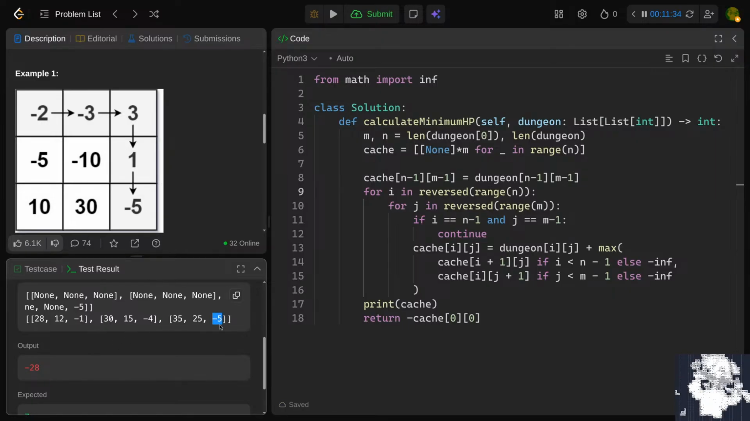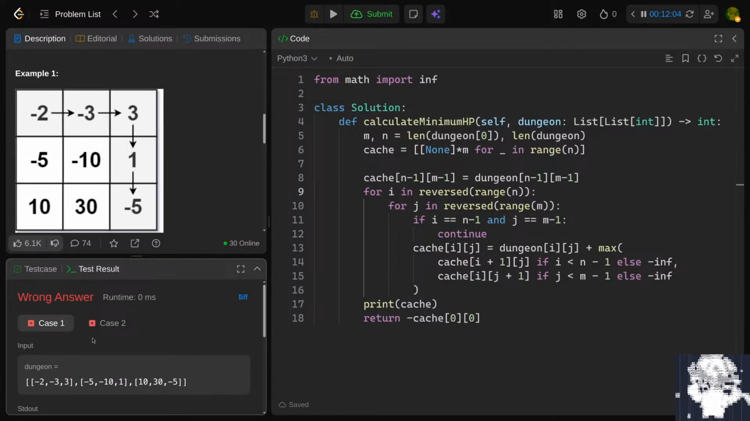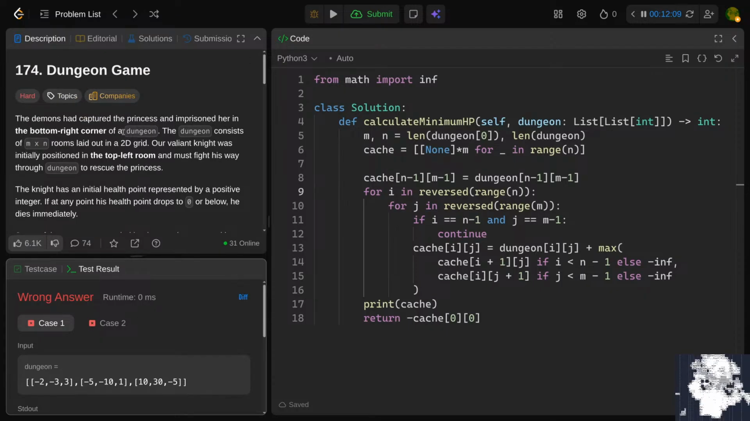So you've got -5 in the bottom right. Directly left, you've got 25. Directly above, you've got -4. And that is correct. And directly left of that, you've got 35. Directly above that, you've got -1. And that's also correct. Oh, wait. I am not taking into account the fact that you shouldn't go below 0. Ever.